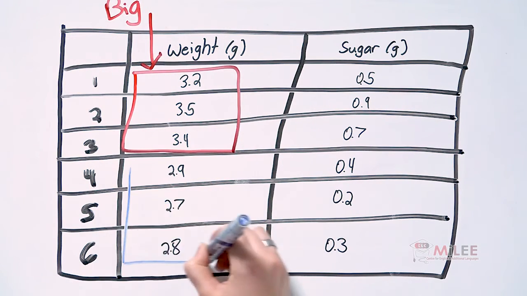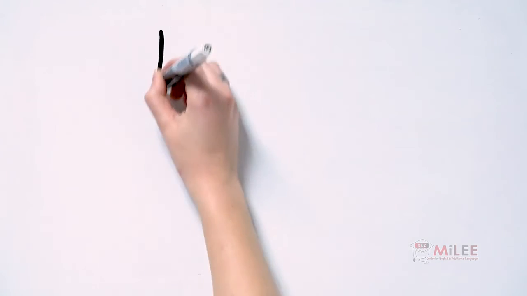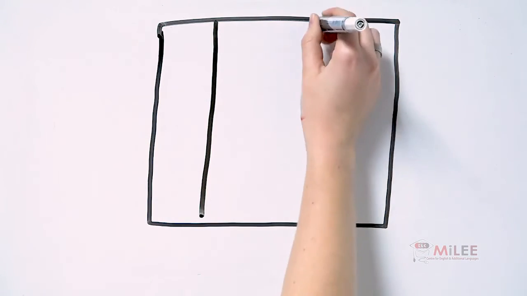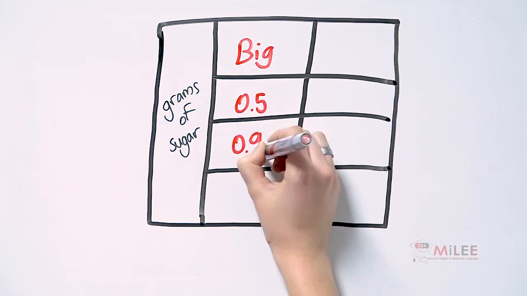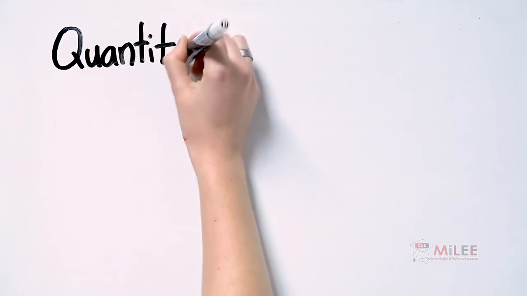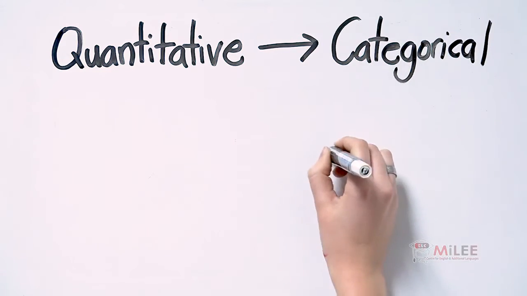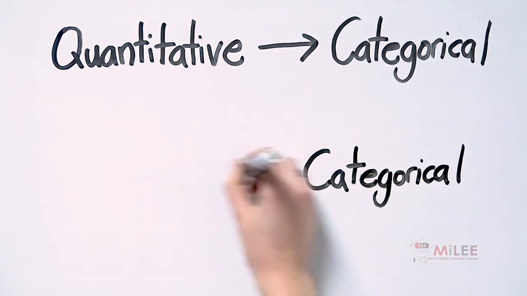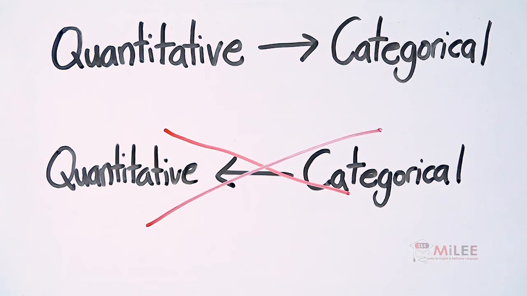You could decide that if a gummy bear weighs 3 grams or more, it's big, and if it weighs less than 3 grams, it's small. You could then categorize all the gummy bears in this way, rearrange your data, and see if there's a difference in mean grams of sugar between the big group and the small group. Notice that it's possible to convert quantitative data into categories, but you can't go the other way. If you originally wrote down big or small in your notes, there wouldn't be a way to assign numbers to it later. So it's always better to collect quantitative data when possible.